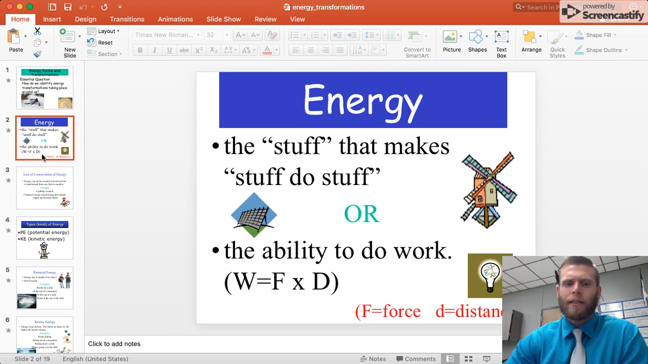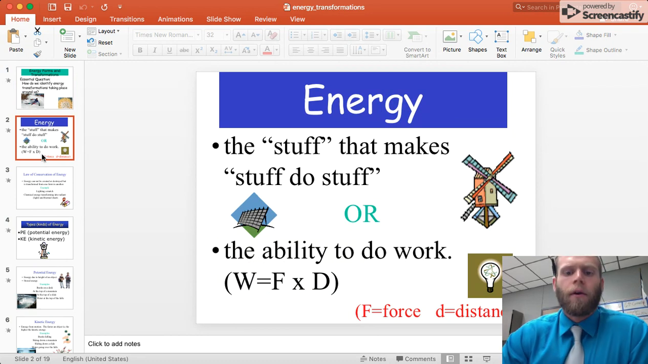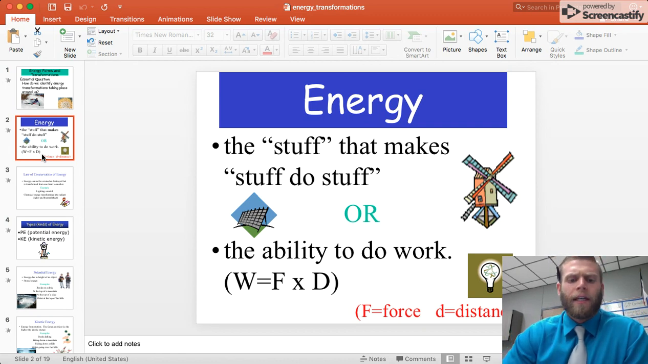Energy is the stuff that makes things do stuff, a lot of stuff. Or it's the ability to do work. Remember when we talked about inclined planes, work is force times distance. We talked about how work doesn't change with an inclined plane, but the amount of force does because you increase distance. Now when we're talking about energy, we're talking about the ability to allow work to happen or to take place.